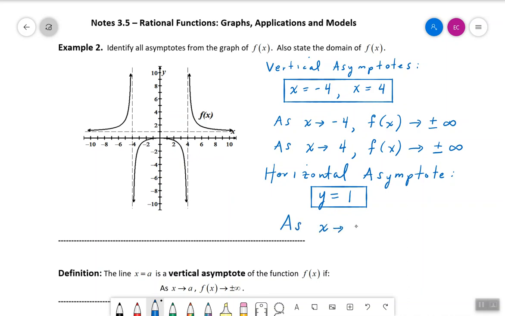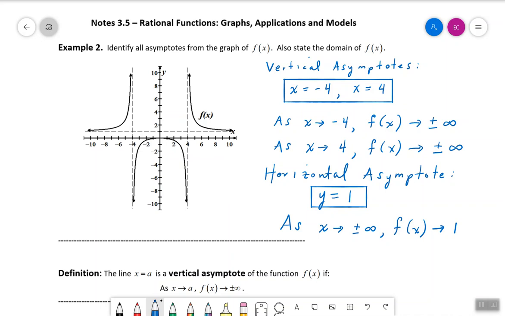As x approaches positive or -infinity, what are the function values doing? Out here at the right end of the graph, as x gets larger and larger, the y values are leveling off. They're getting closer and closer to 1. And we see the same behavior at the left end of the graph, as if we follow this arrow, as x approaches -infinity, y values are also approaching 1. Okay, so we have our asymptotes.